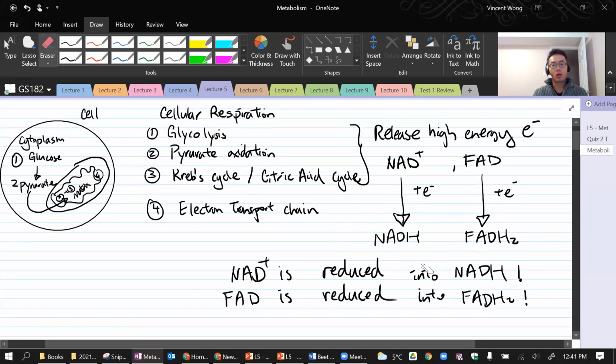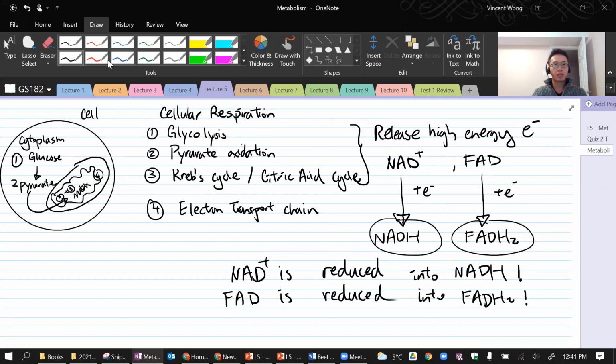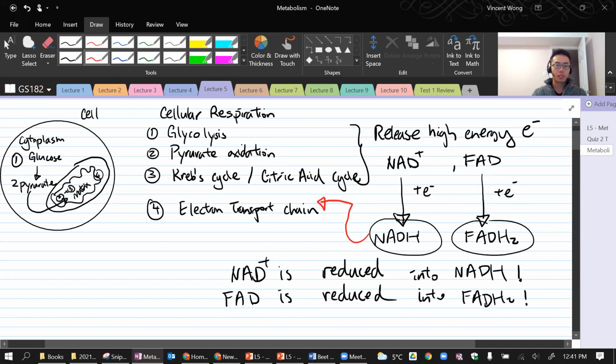Now, where are they taking the electrons? These energy carriers, once they capture the electrons, will take them to step number 4. And at step number 4, they will deposit the electrons. So the NADH will release the electron, so it will be oxidized back into NAD+. Same thing for the FADH2. It will release the electron and get oxidized back into FAD. And those electrons will be used to produce lots and lots of ATP in the last step, in the electron transport chain.